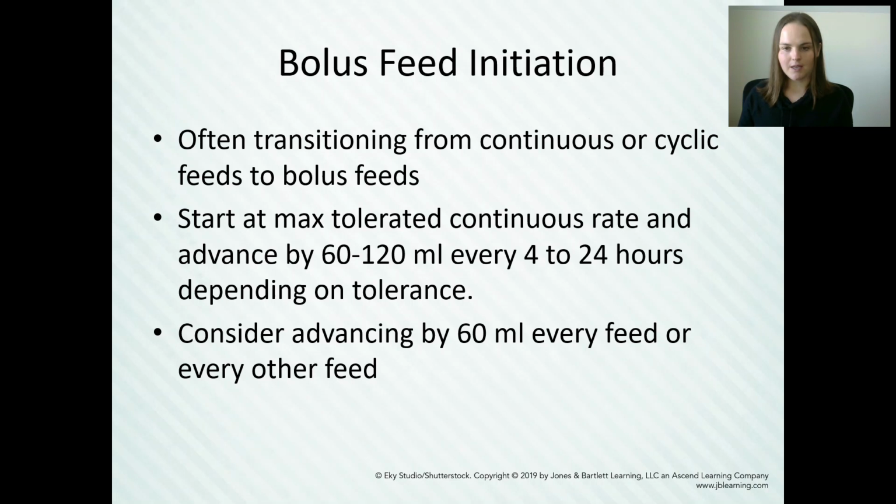tolerance. Again, practice varies heavily. It's really just going to be your best judgment. And some people may even advance by 60 mils every other feed or every feed to get the patient to their goal needs.